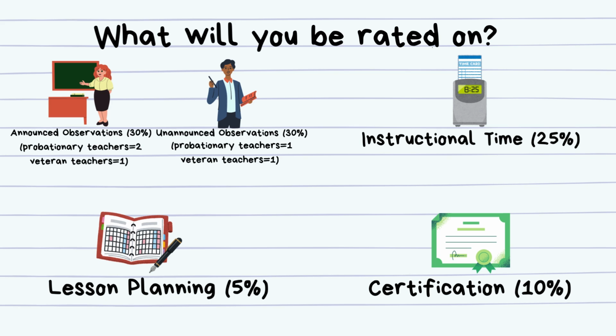Announced observation will weigh 30% of the final score. Unannounced observations will weigh 30%. Instructional time will weigh 25%. Lesson planning will weigh 5%. And certification status will weigh 10%.